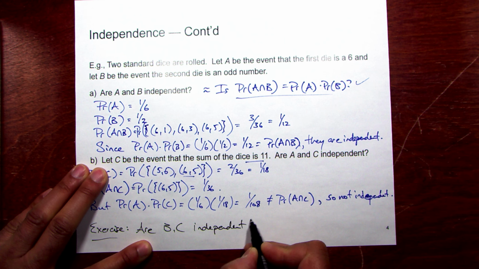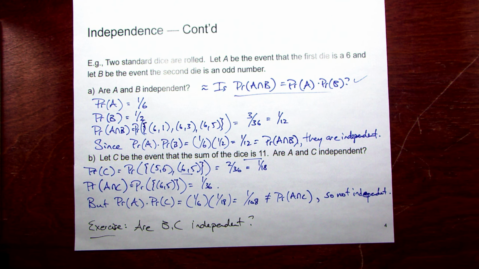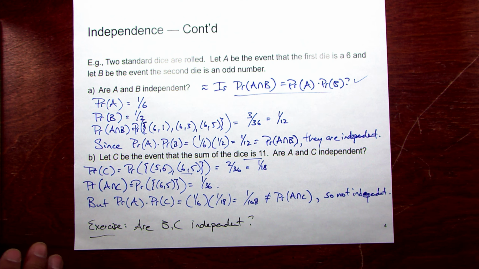B is the second die is an odd number, and C is the sum of the dice is 11. Maybe we could just vote, just to see what you think, whether these two things are independent or not. Do you want to do that real quick? Do you think B and C are independent? Prepare to vote.